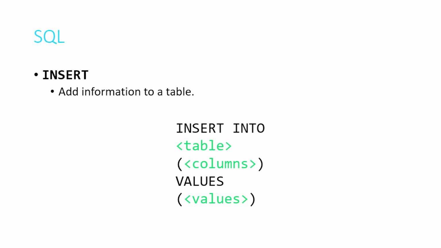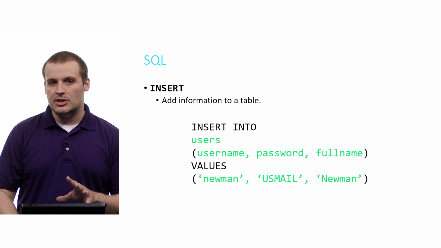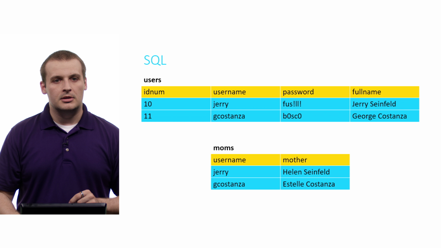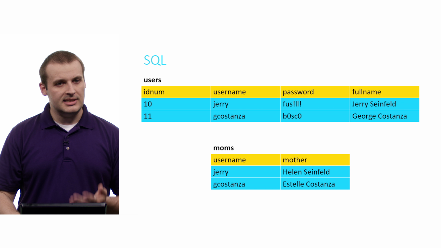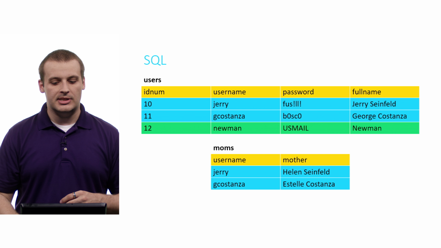in the same order. So for example, I might want to insert into users into these 3 columns: username, password, full name, the values, respectively, Newman in lowercase, US mail, that's going to be corresponding to the password, and then capital N Newman for full name. So assuming that I execute this query on the users table shown here, what's going to happen? Well, this is what's going to happen. We're going to add this row because we inserted into the users table.